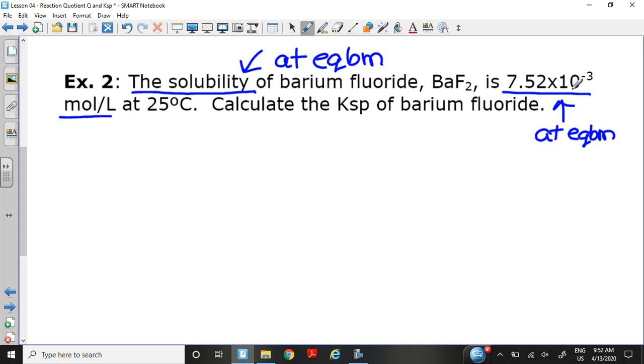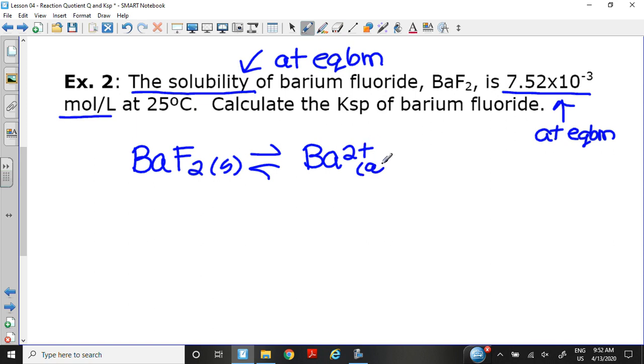Now what we're going to do is go and set up our ice table. So first thing you need is your salt, barium fluoride, and it always starts off as a solid. This question gave us the formula, so we can use it right away. Put in your equilibrium arrows, and then your ions. So barium has +2. There's one of them, and there are 2 fluoride ions. There we go. And just like before, we're going to write ICE.